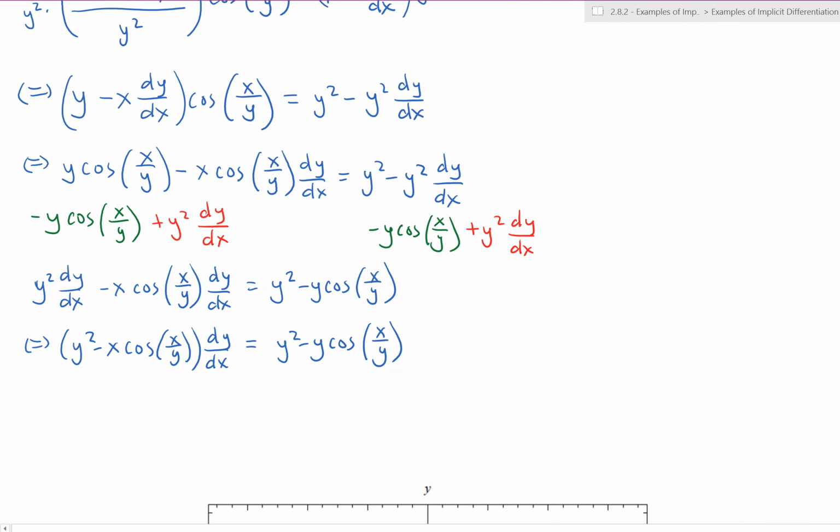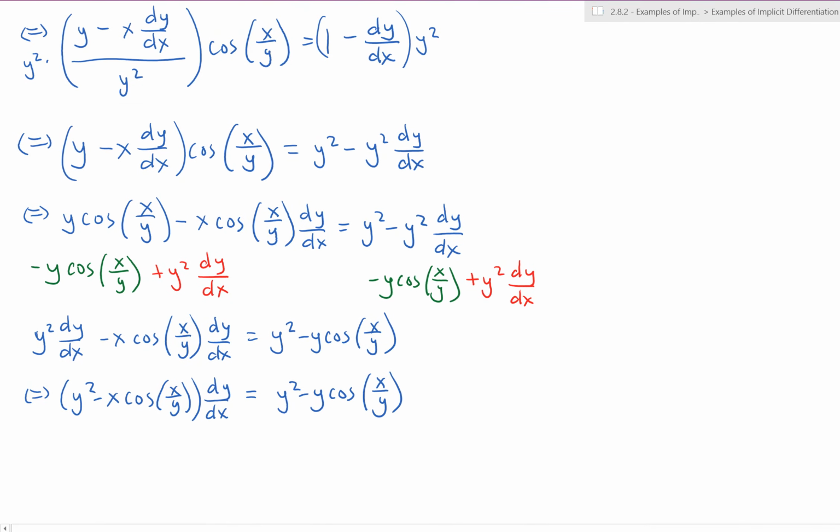And then finally, what we can do, and you can see the graph below, right? Sneak peek, is divide both sides by y squared minus x cosine of x over y, the coefficient, if you will, of the dy/dx, and finally obtain that the derivative of y with respect to x in this situation is y squared minus y cosine x divided by y, all divided by y squared minus x cosine x divided by y.